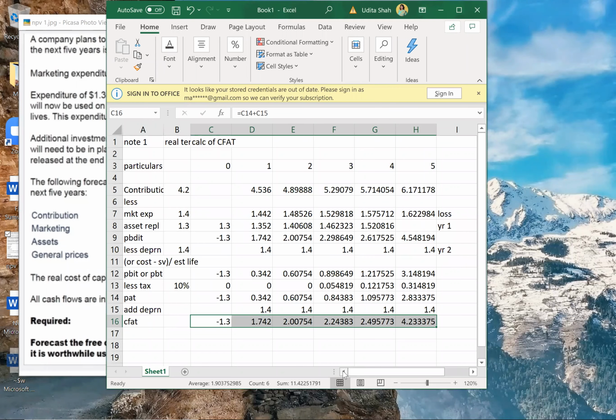Did you understand the difference between real terms and nominal terms? In your exam, they will always give you the inflation rate. So NPV will be with inflation.